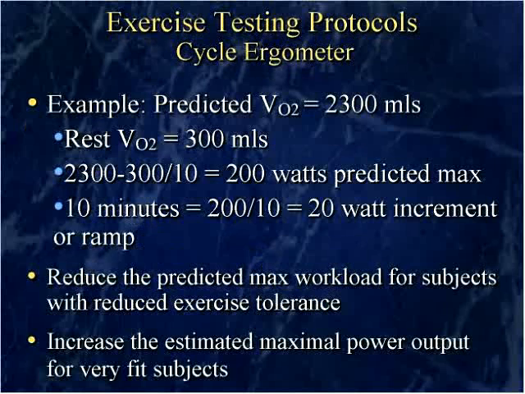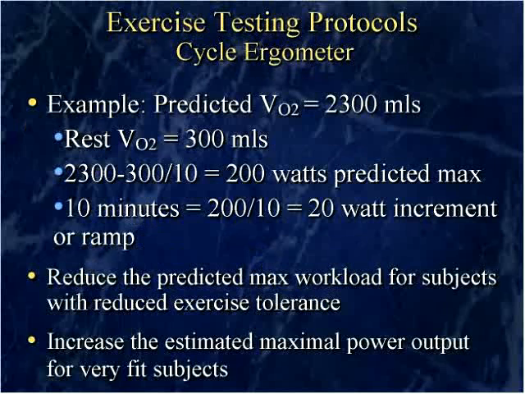So as an example, if we took an individual, inputted their demographic information into the system, and it says that their predicted VO2 max is 2,300 mils, we would minus a resting value of around 300 mils, end up with 2,000 milliliters, divide that by 10, and their predicted maximum workload would be 200 watts. If we wanted to get that individual there using a ramp or incremental protocol in 10 minutes, we would then divide that by 10 and use a 20-watt incremental or ramp protocol.